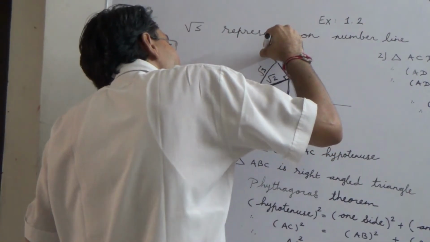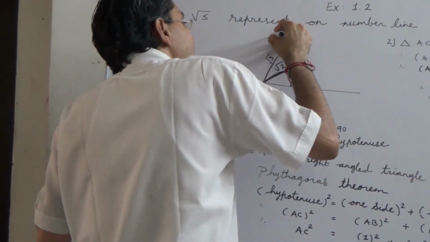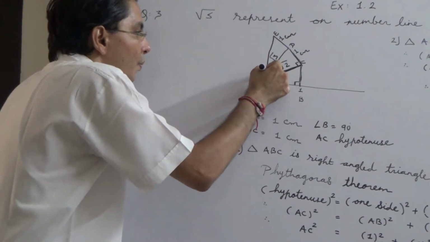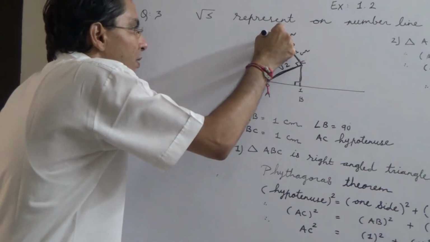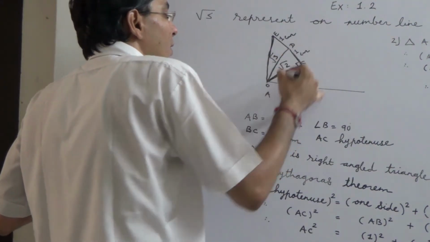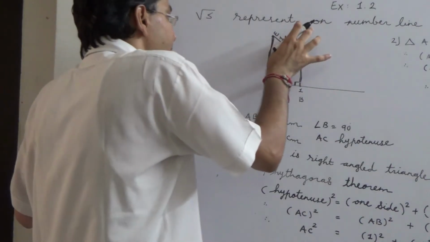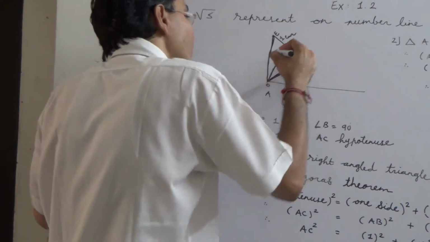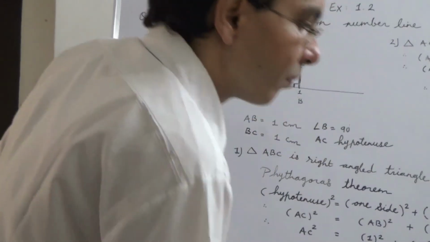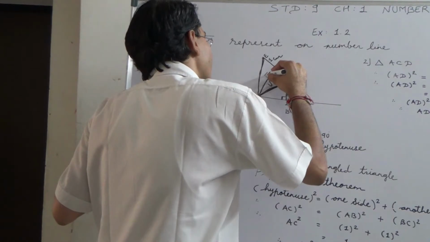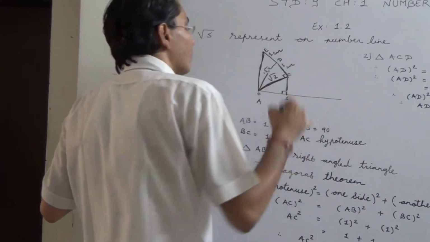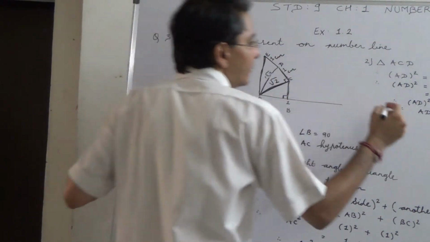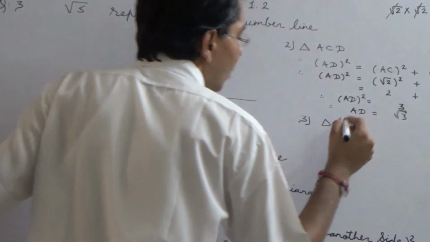So here also we take 1 centimeter, and this one is E. If you join E to O, the main point A, another triangle you have to consider: triangle ADE. So another triangle is triangle ADE.